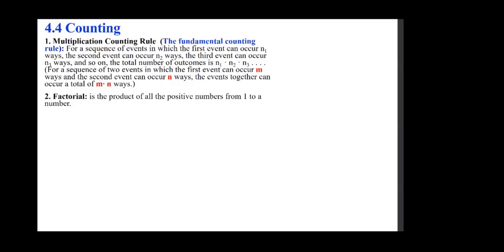For a sequence of two events in which the first event can occur m ways and the second event can occur n ways, the events together can occur a total of m times n ways. And n factorial is the product of all positive numbers from 1 to a number. We already discussed the multiplication or the fundamental counting rule. N factorial simply starts with n and goes down all the way to number 1. We multiply those numbers. So if we said 10 factorial, that means 10 times 9 times 8 all the way to 1. 1 factorial and 0 factorial are 1. Actually, 0 factorial becomes 1 because of the definition of a combination.